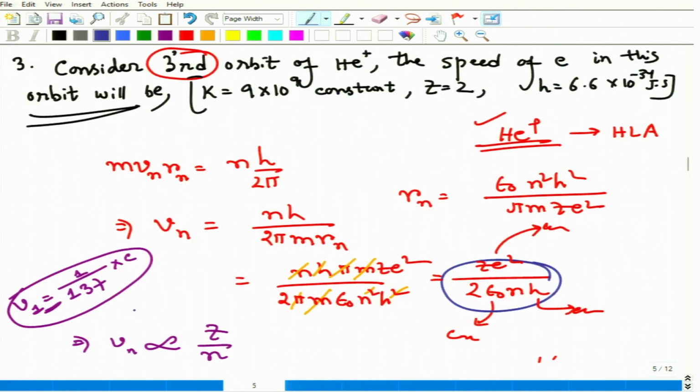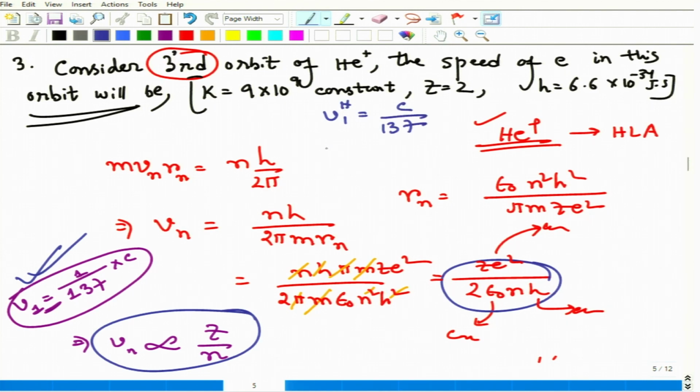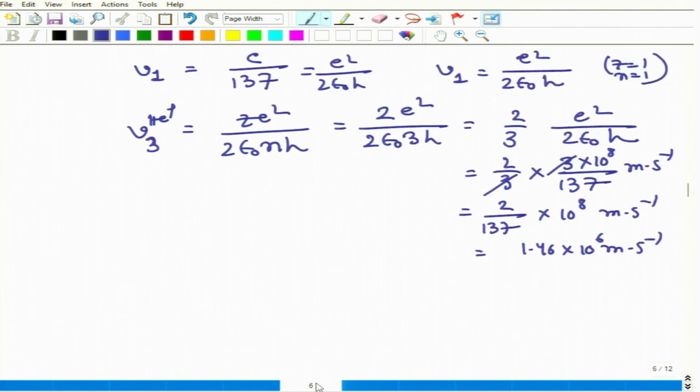So here we have to remember these things, then we can do that, just V1 and Vn. To solve this question, two things are needed: that V1 for hydrogen atom is actually C by 137 and Vn for any atom is proportional to Z by N. If you know these two formulas, then you can easily do this.